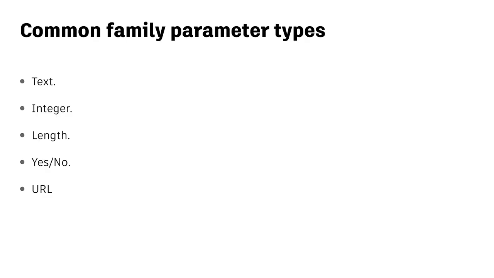All parameters can have a type applied which controls the type of data that a parameter can store. Some typical examples are shown below: text, integer, length, yes or no, and a web address. The above examples are just a small selection of the parameter types available within Revit. This concludes this video on parameters.